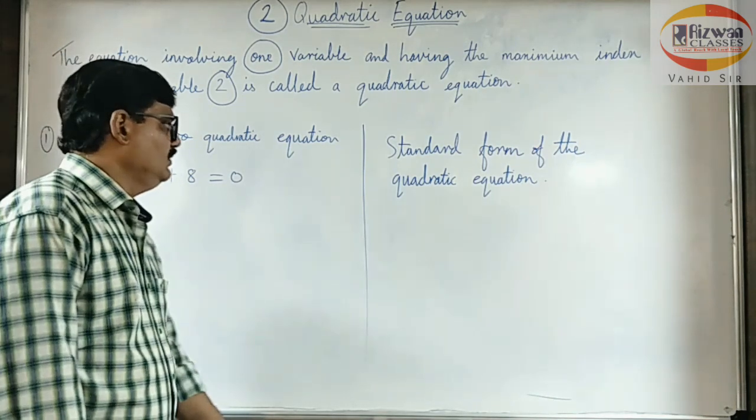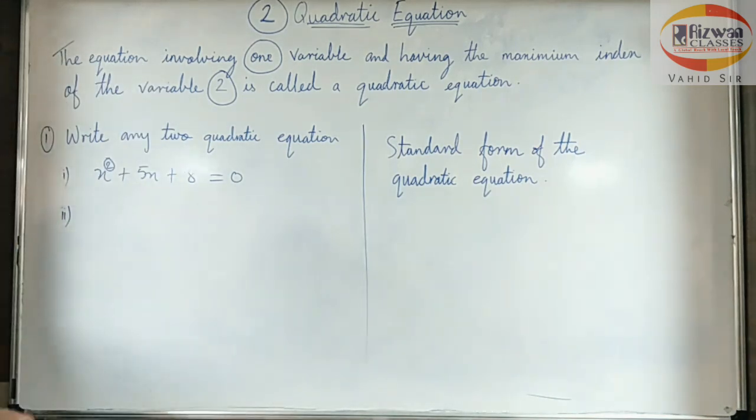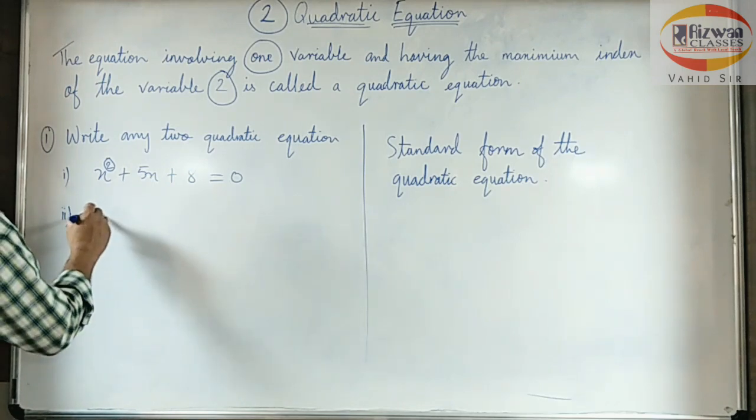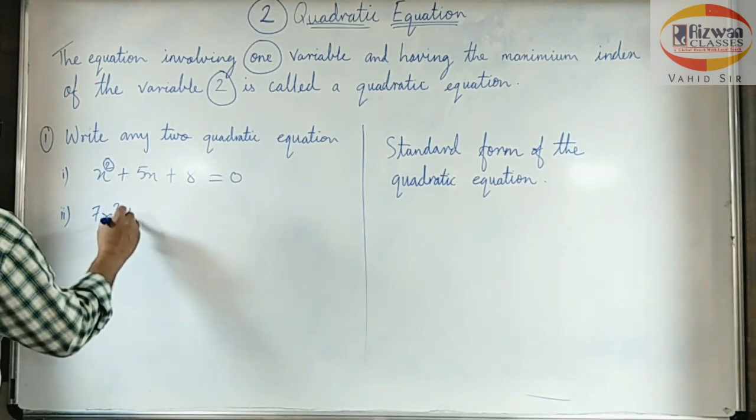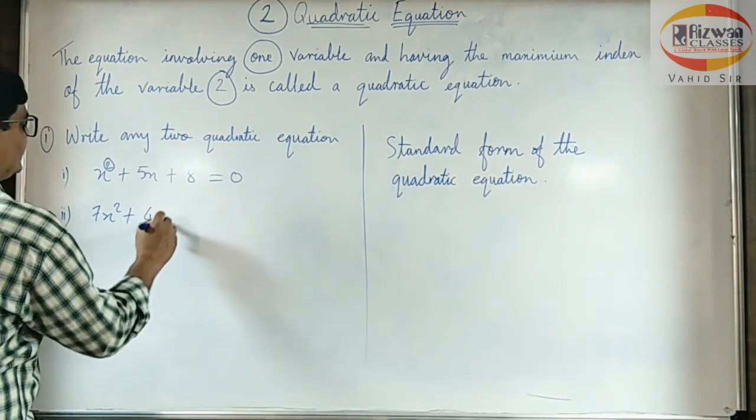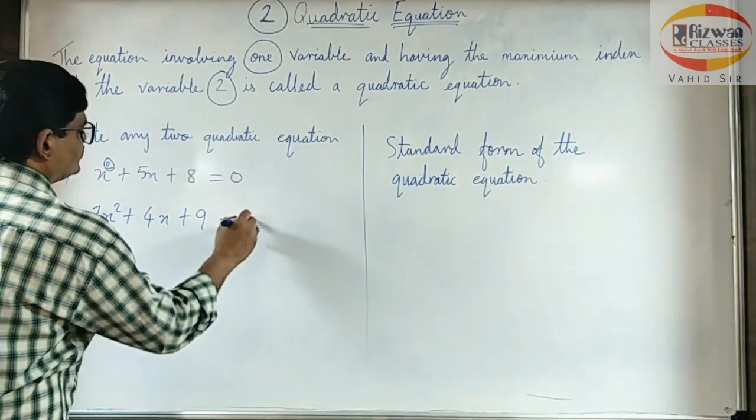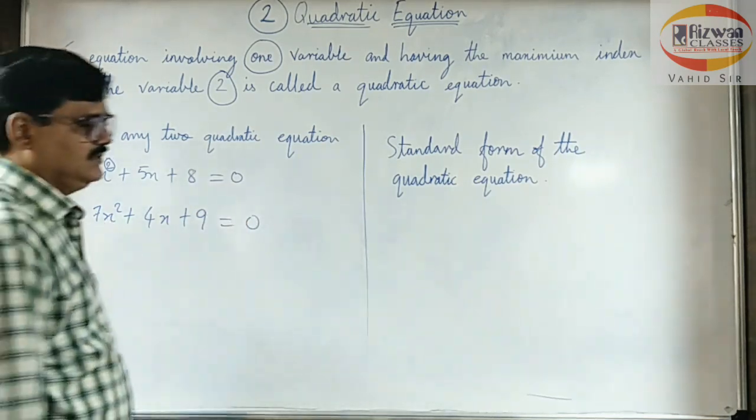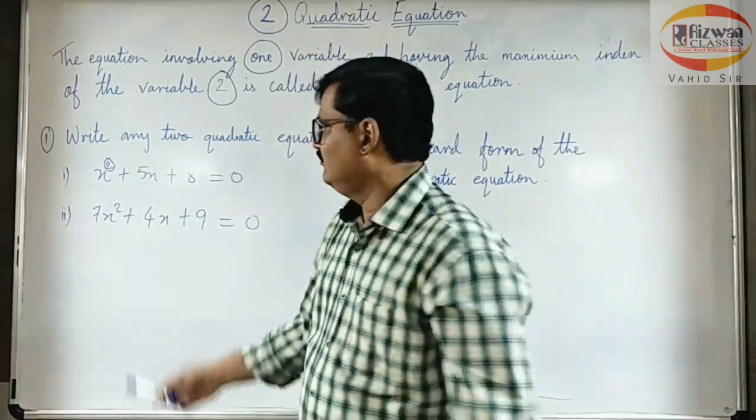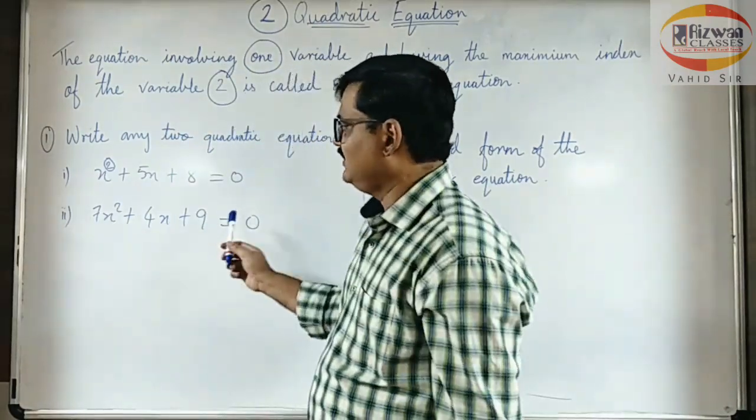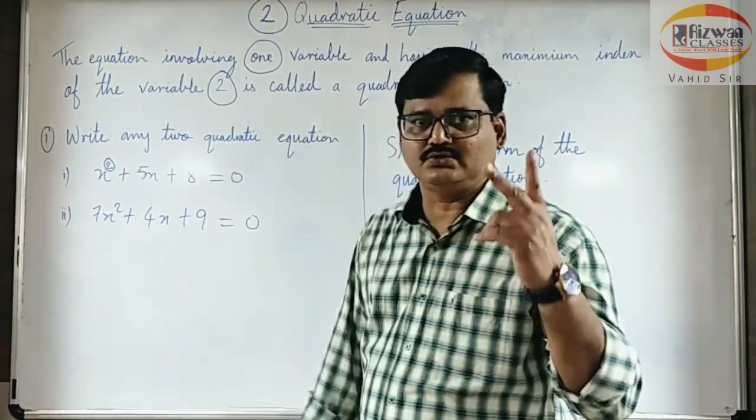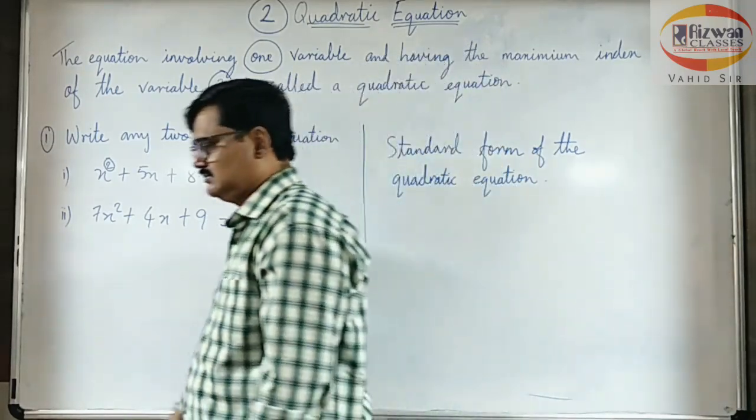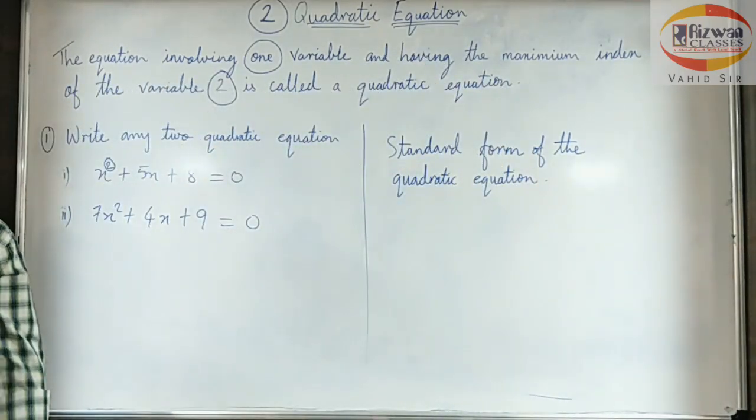Now one more example, I'll write it here. Suppose I write 7x square plus 4x plus 9 is equal to 0. Can you see this? Here again you have one variable, and the maximum index of that variable is 2. So this is also a quadratic equation.